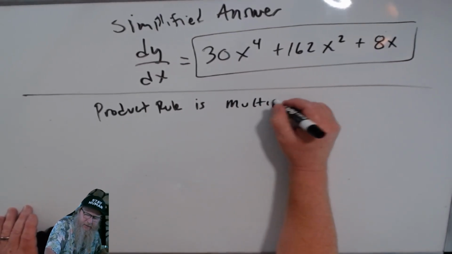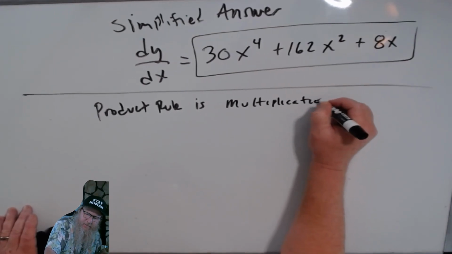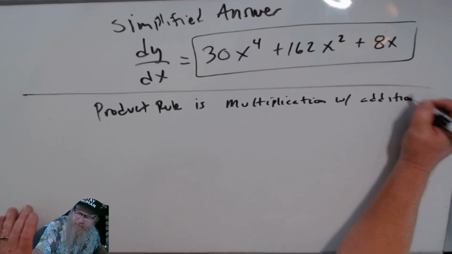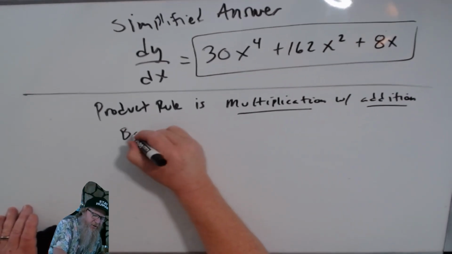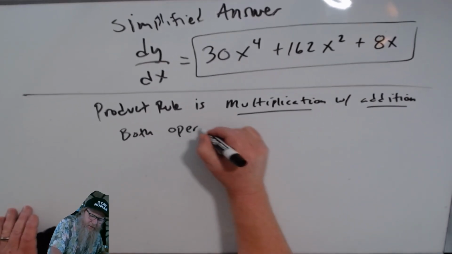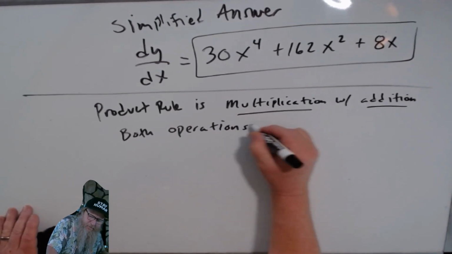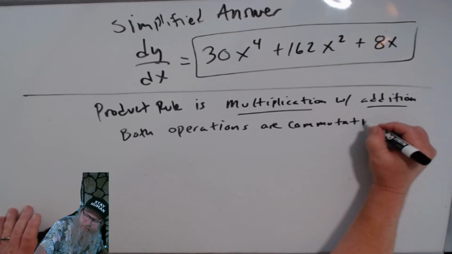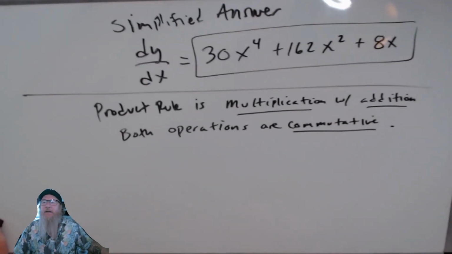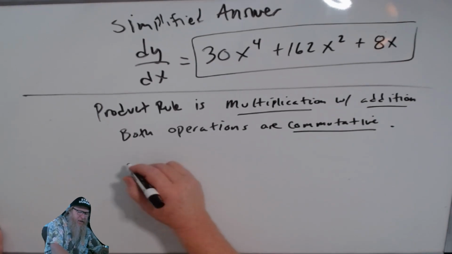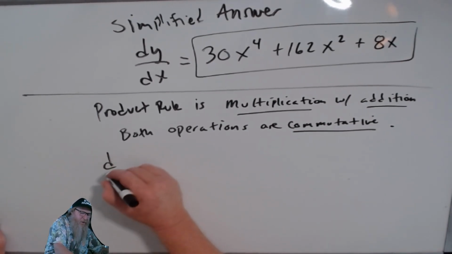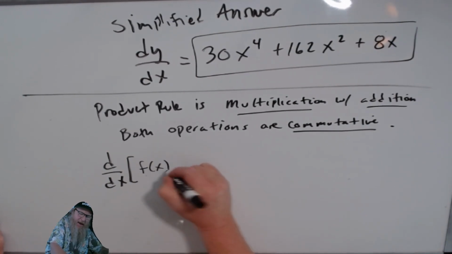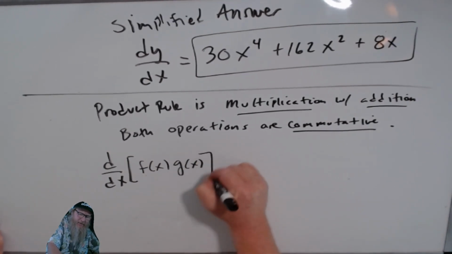multiplication with addition. Yeah, and both operations are commutative. So what I'm trying to say is, if you write it down incorrectly, it may not be incorrect.